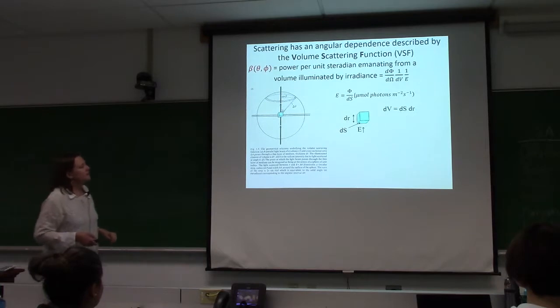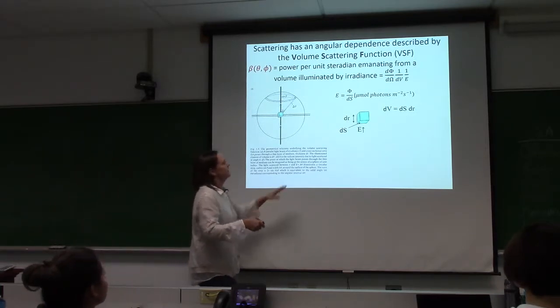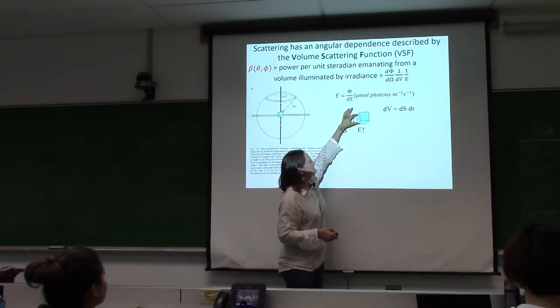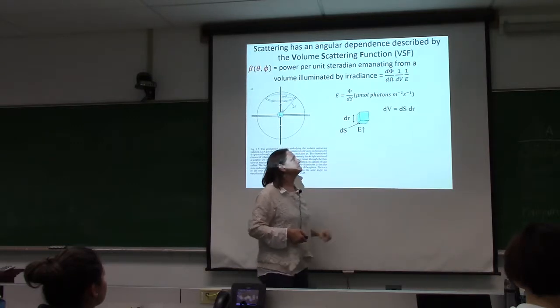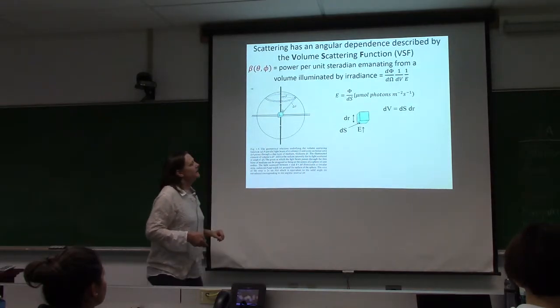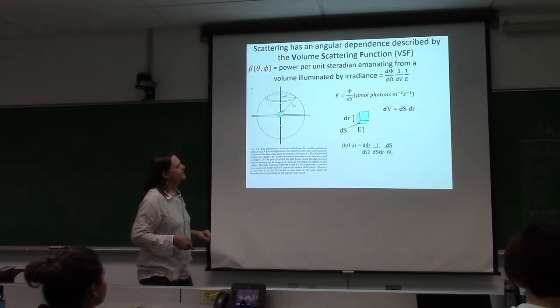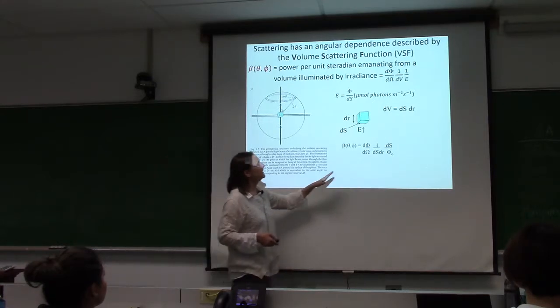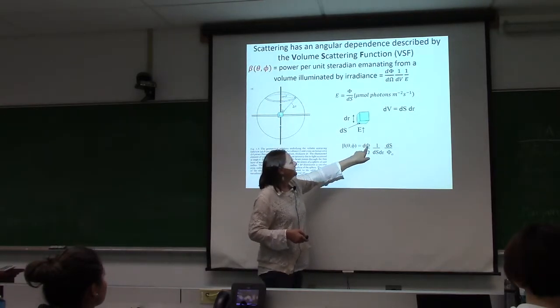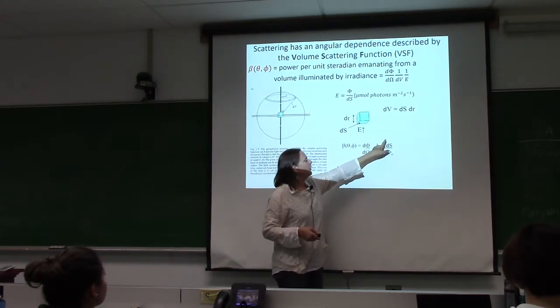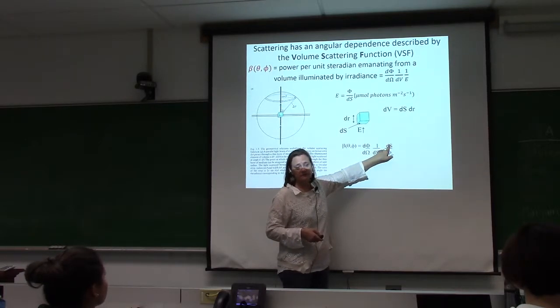And then we have the volume term. And the volume is just the surface area times this length here, so dS dr. And then if we put that all together, we have the radiant power over the solid angle per volume per irradiance.